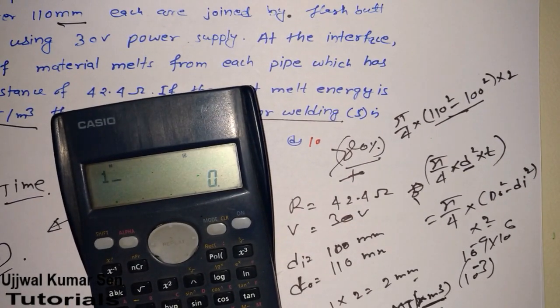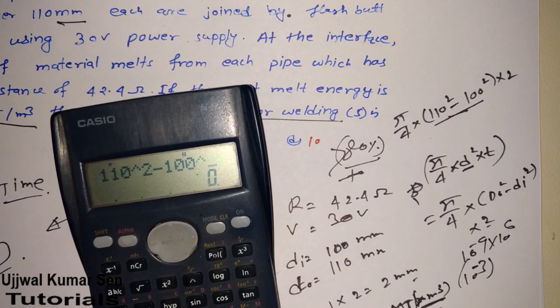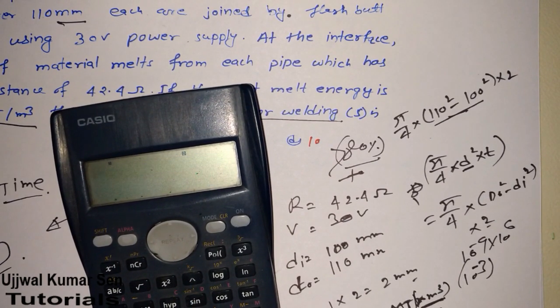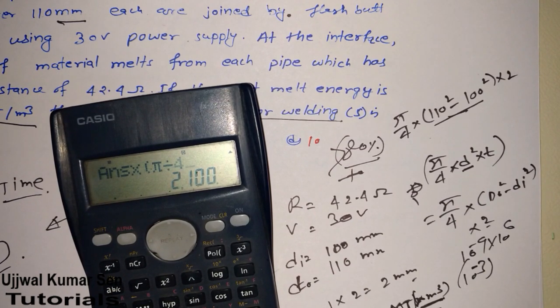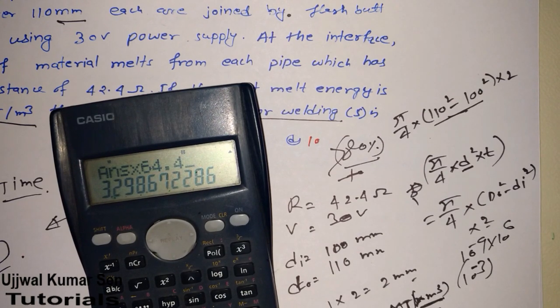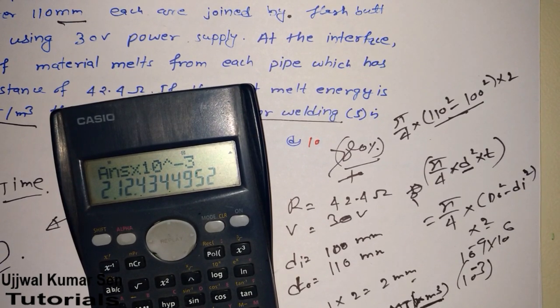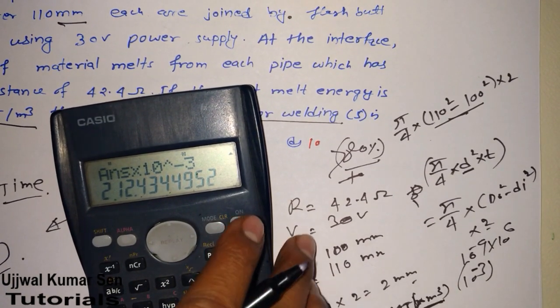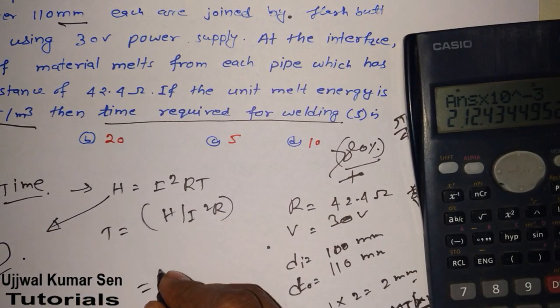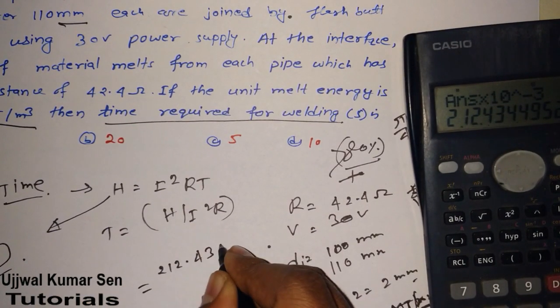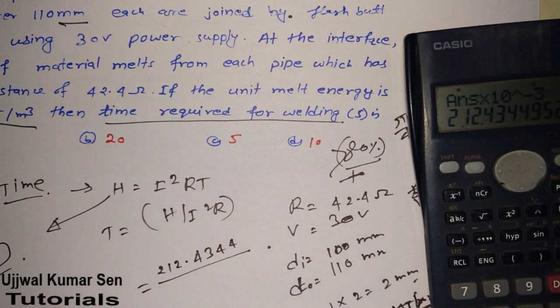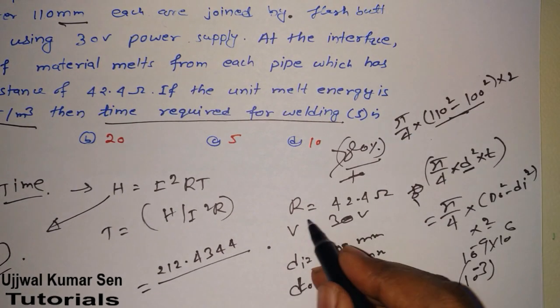So minus 100 square, multiplied by pi by 4, multiplied by 2, multiplied by 64.4, multiplied by 10 to the power minus 3. What value are we getting? 212.434 joule. So H is equal to 212.434 joule, which we got here.